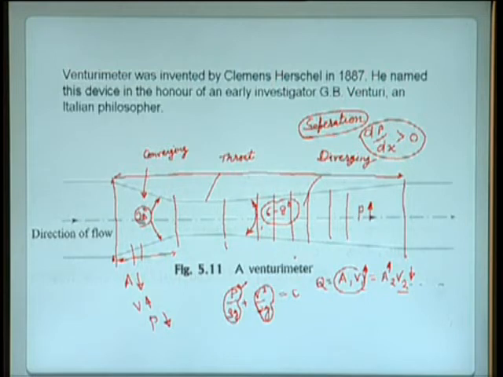A Venturimeter, or any device used for measuring flow rate, should be designed so that it consumes less energy and at the same time can measure accurately. If it is consuming more energy, then it is not a suitable device. So, to avoid separation, we keep this angle small. By keeping this angle small, the severity of dP over dx is reduced, and so the possibility of separation is reduced.